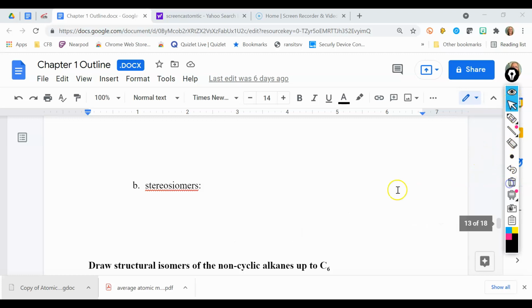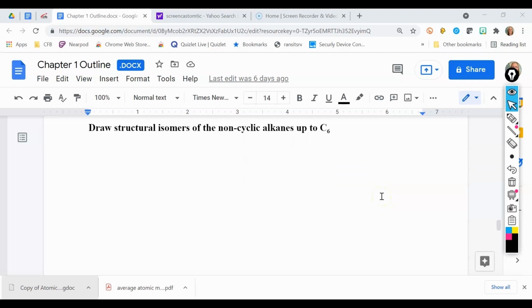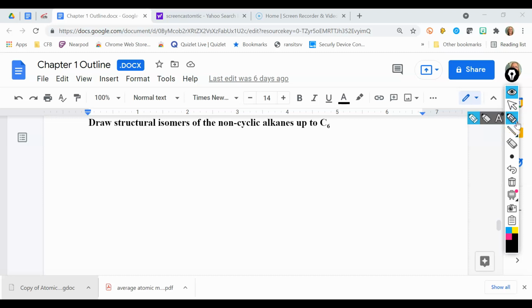So we're going to move this along to, what can we draw, the structural isomers of the alkanes up to C6? We can draw all of the structural isomers of alkanes, but let's just focus on C6. Since this is an alkane, we're going to follow the format of CnH2n+2. So if this is C6, that makes this H14. All of these isomers must follow C6H14.